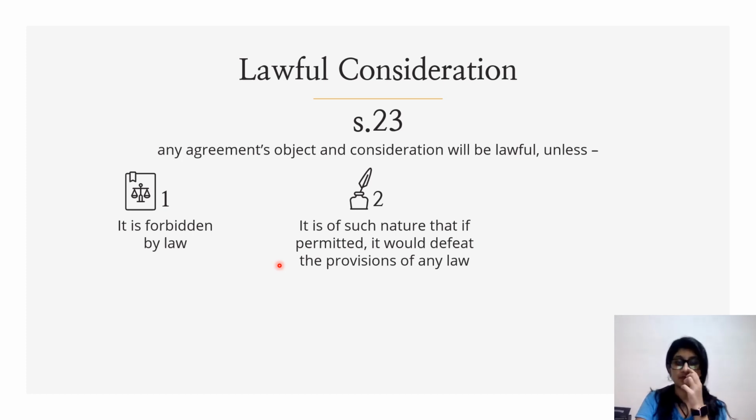Say, for example, I tell you that I will sell something to you if and only if this particular horse wins at this race. This is not direct gambling, but if we are putting such a contingency on the sale, then it becomes illegal. It becomes a sort of gambling that defeats the provision of the law of gambling. Third, it is fraudulent in nature. This doesn't require much explanation. If there is any fraud involved in either the object or the consideration by either of the parties involved, it will not be considered lawful.